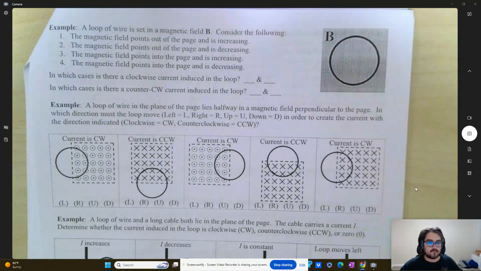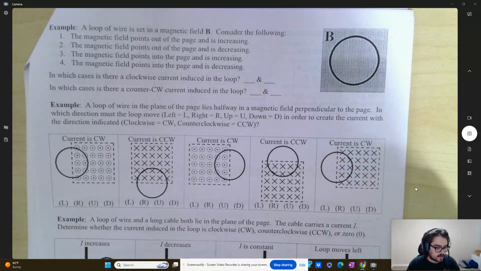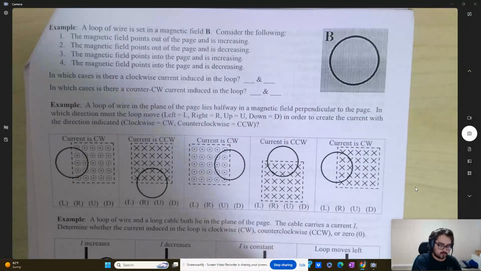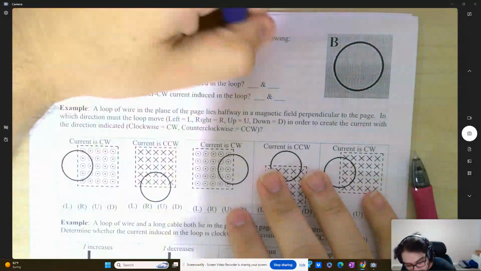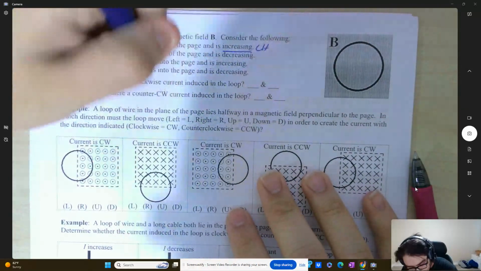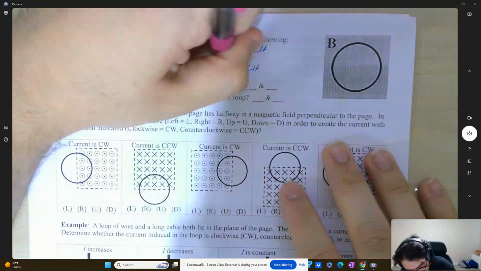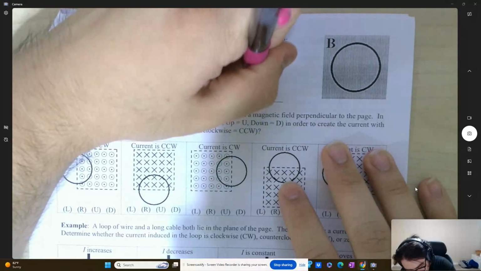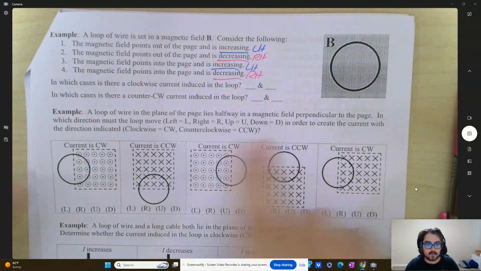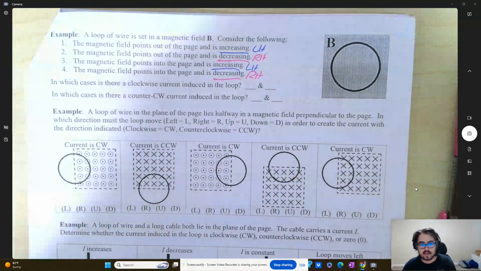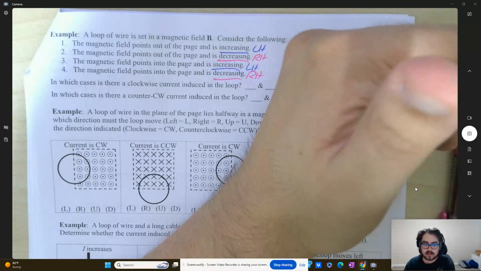This example right here: a loop of wire is set in a magnetic field B, considering the following. Magnetic field points out of the page and is increasing. First off, I need to figure out which hand rule I need to use for each one. For the first one, if it's increasing, I'm going to use my left hand. For number 2, it's decreasing, so I would use my right hand. And then decreasing, I would also use my right hand. So I'm going to use the left hand examples first. If it points out of the page and is increasing, so left hand, then it's going which way? It looks like it's going clockwise.